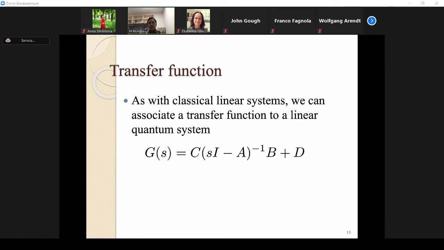So as with a classical linear system, we can also define a transfer function for linear quantum systems. And this is given by this expression here. It's a complex valued function that's constructed from the ABCD matrices. And I will get back to this later on.